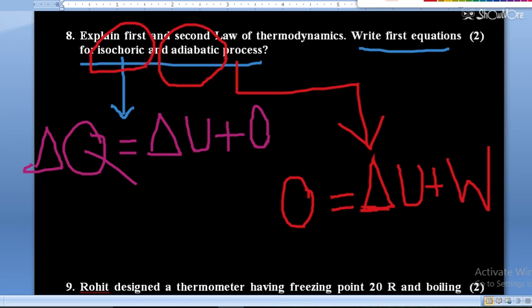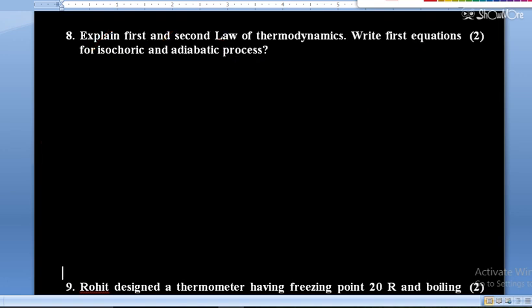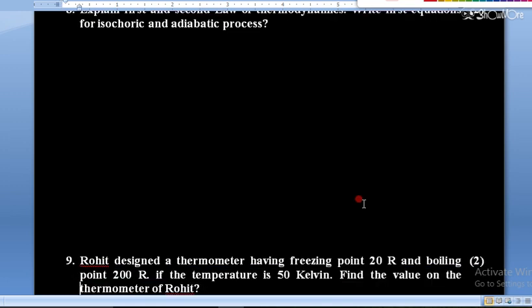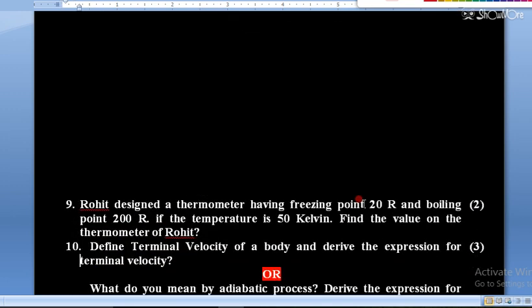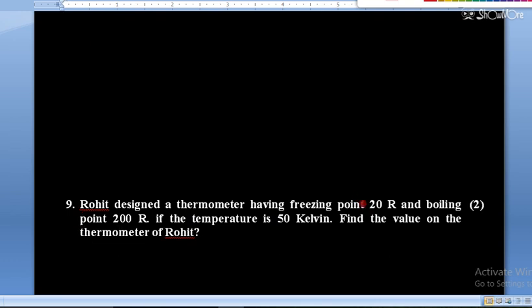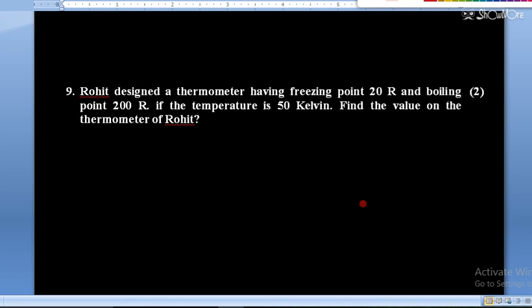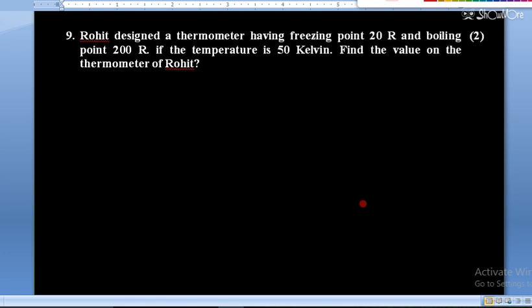Okay, the 8th question we have done. You can note down the solution. Now we are going to the next question. Rohit designed a thermometer having a freezing point. This is another question that you were obviously expecting in the examination. Rohit has designed a thermometer having freezing point 20 R and boiling point 200 R. If the temperature is 50 Kelvin, then you have to find the temperature on Rohit's thermometer.